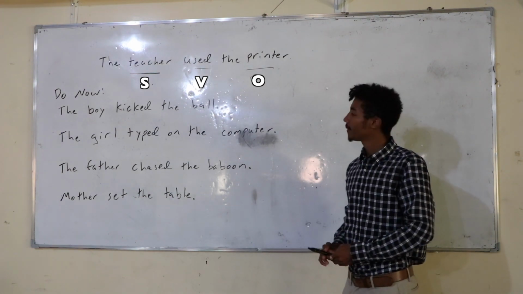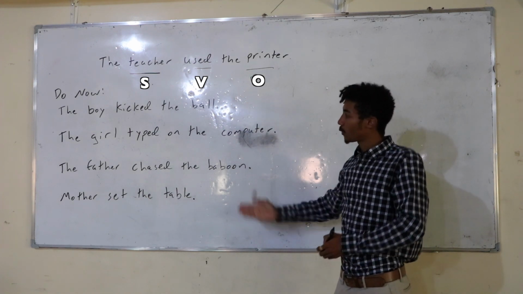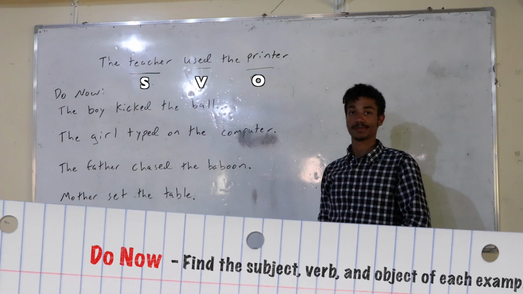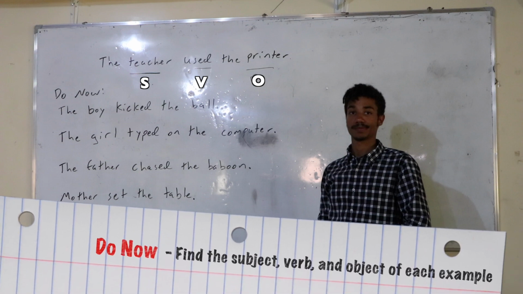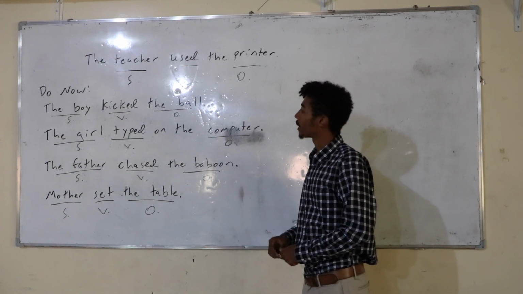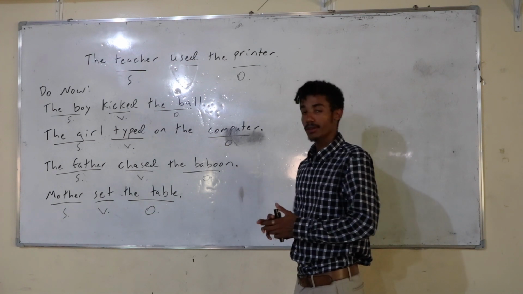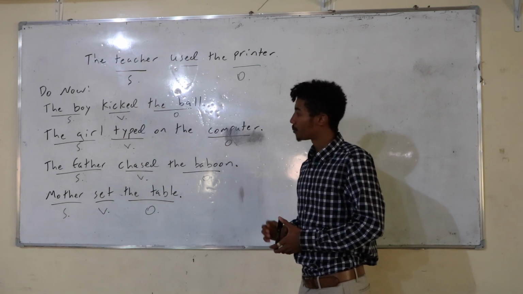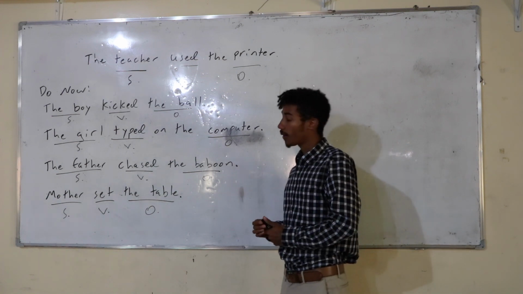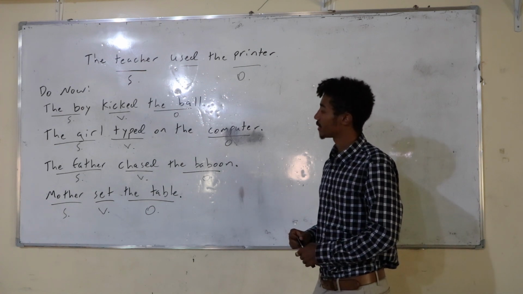Pause this video now and try to find the subject, verb, and object in these four examples. Are you all done? Let's check your work. In this first example, the boy kicked the ball. If you put boy as your subject, kicked as your verb, and the ball as your object, congratulations. Let's look at the others.